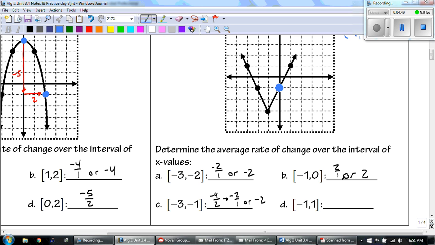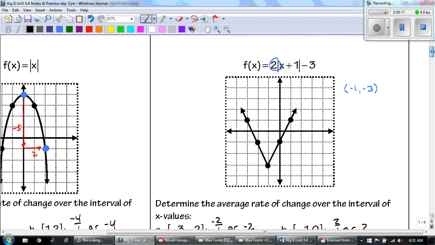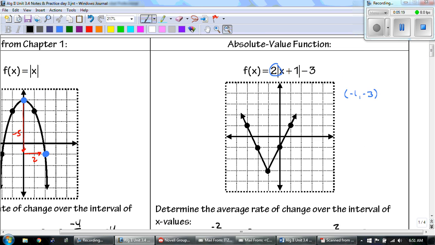Okay, what about from -1 to 1? Our average rate of change, I went up 1, 2, 3, 4. So we go up 4, to the right 2. Well, 4 over 2, that's 2 over 1, or it's a positive 2. Okay, so one thing you notice is that our average rate of change is always that number that's up top with the absolute values.